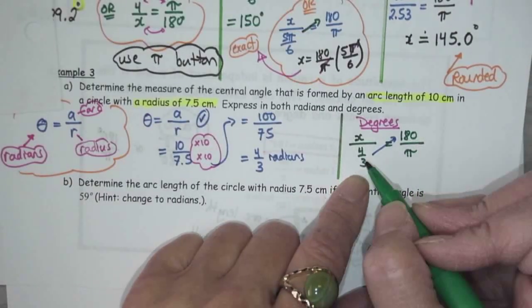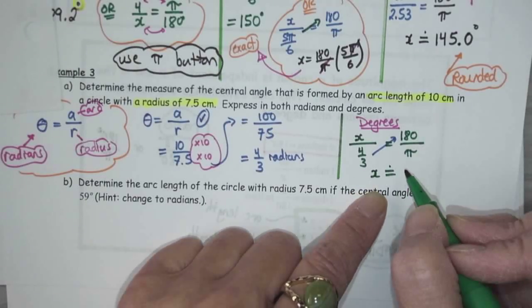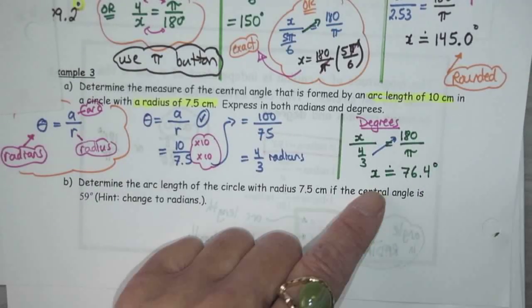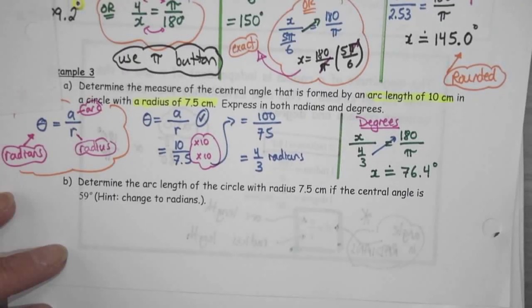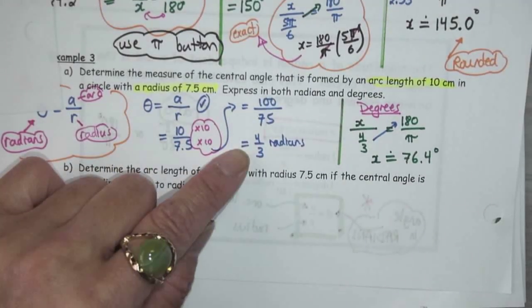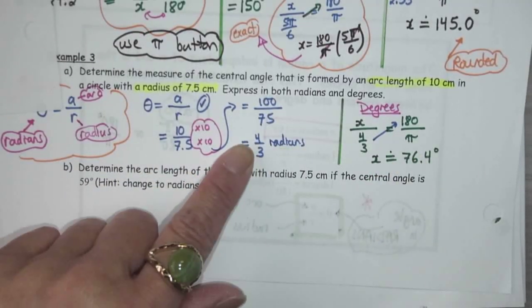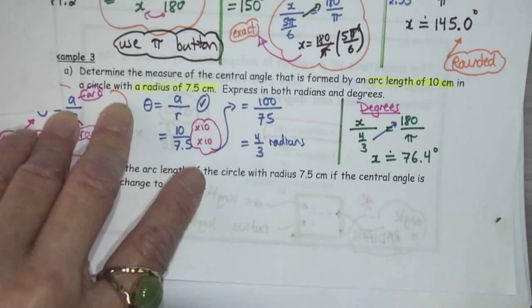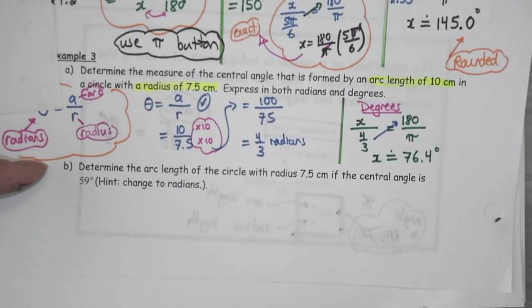So we're going to multiply both sides by 4 over 3. So I got approximately 76.4 degrees. Okay, so 4 over 3 radians is 76.4 degrees. Does that make sense? 4 over 3 is 1.33. 1.3, when you think about it, is in the first quadrant, which is where 76 degrees is. Again, I know it's not comfortable at the beginning. Okay, it'll get more comfortable as you picture it more.